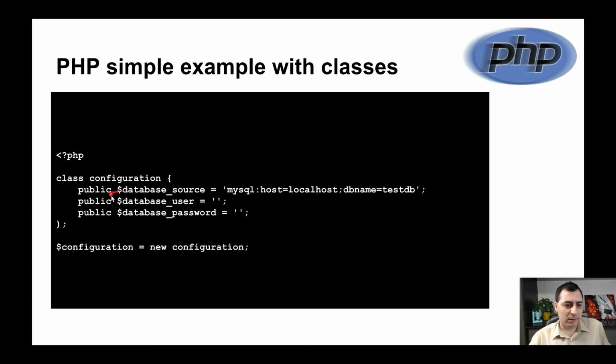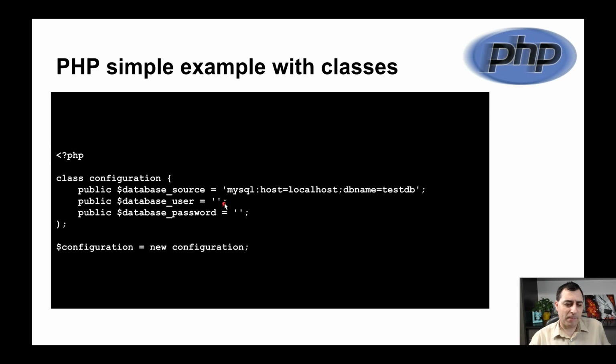And these class variables already have some default values. Usually, I recommend that you put some default values here that are the ones that you would use in production. And as you may see here, that is the database source name value. In this case, it identifies that you probably want to access a MySQL database with this host name and this database name. And over here you see database user and database password. You see that these values are empty.